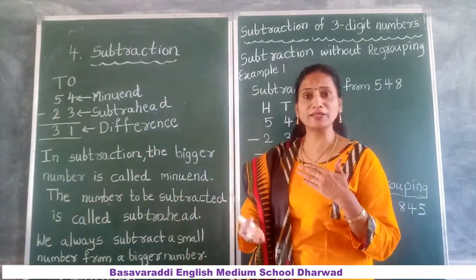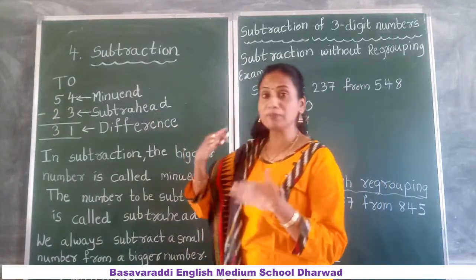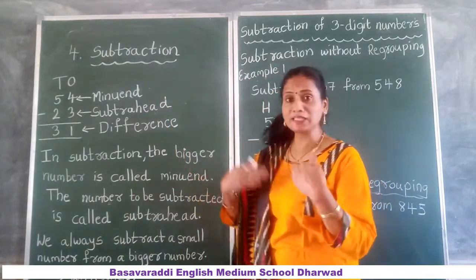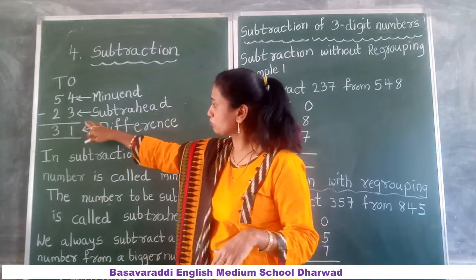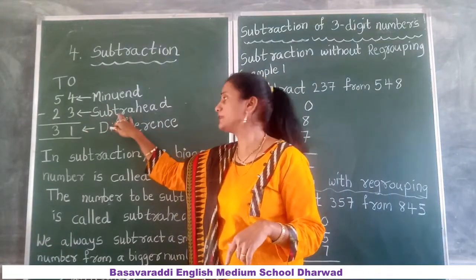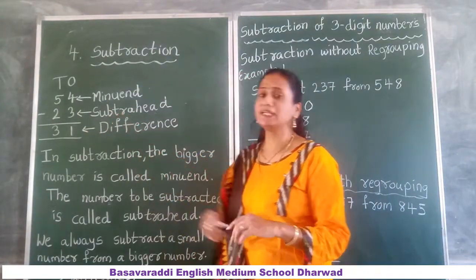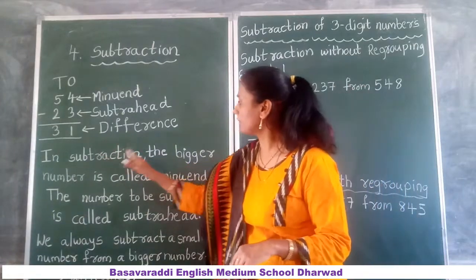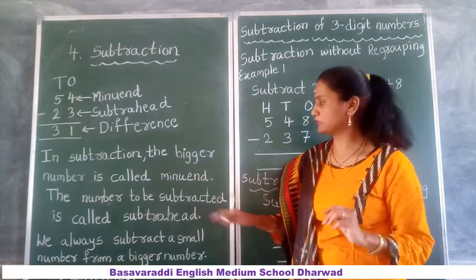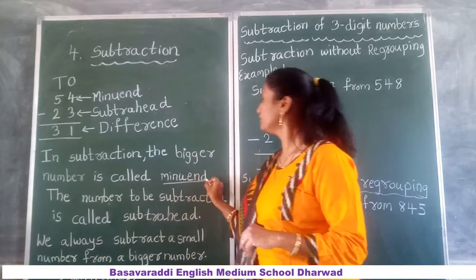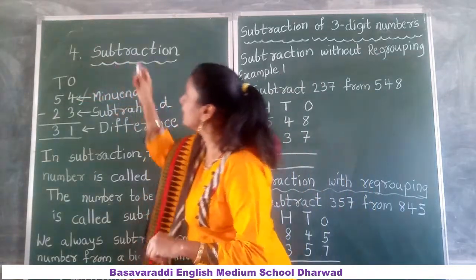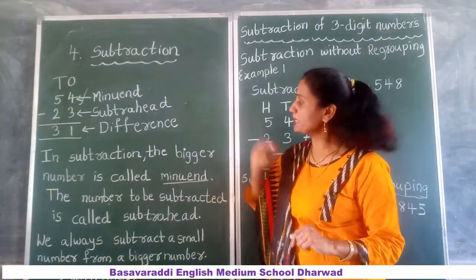Always the bigger one is the minuend, the first one is bigger. When we are subtracting, the other number is smaller. This one we are calling the subtrahend, and the answer is the difference. In subtraction, the bigger number is called the minuend, because it is a little bigger.